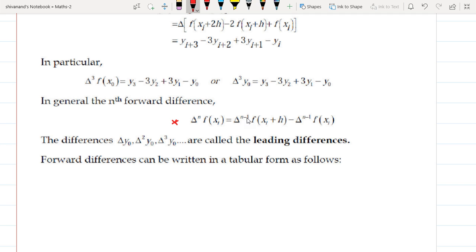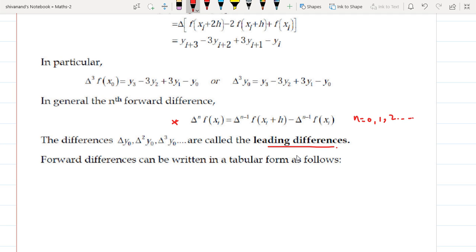The nth forward difference, delta raised to n f of xi, is equal to delta raised to n minus 1 f of xi plus h minus delta raised to n minus 1 f of xi. So if you go on putting n from 0, 1, 2, and so on, we are going to get the explicit values. And the differences delta y naught, delta square y naught, delta cube y naught are called leading differences.